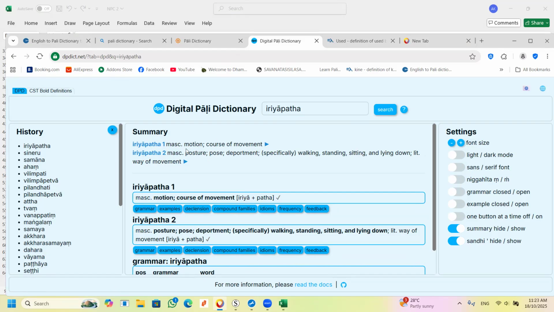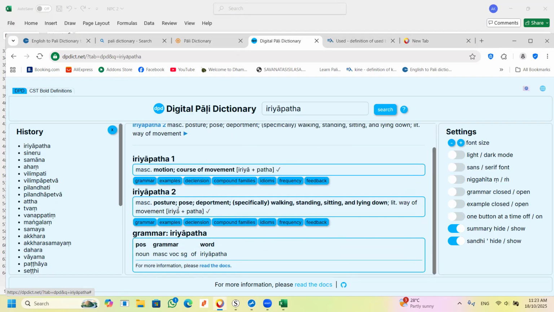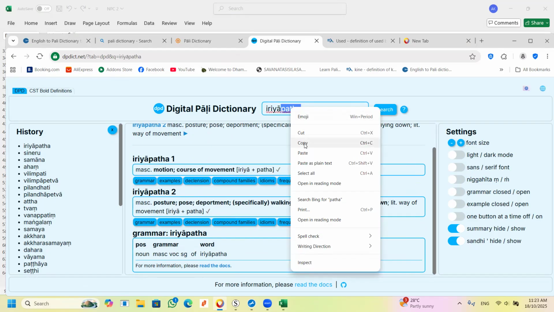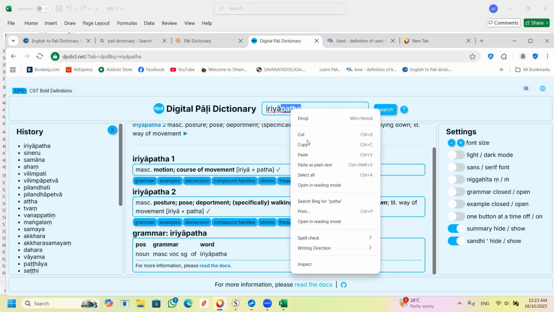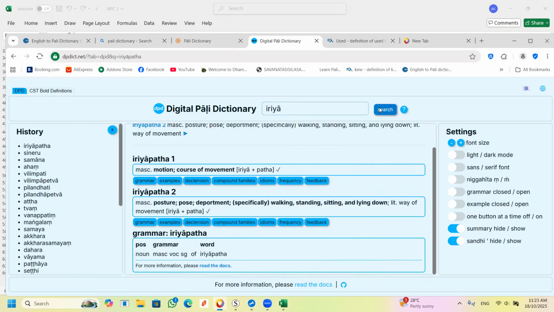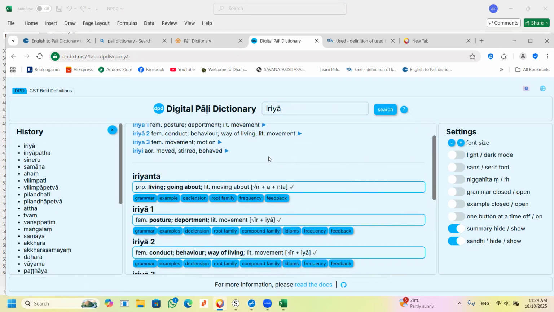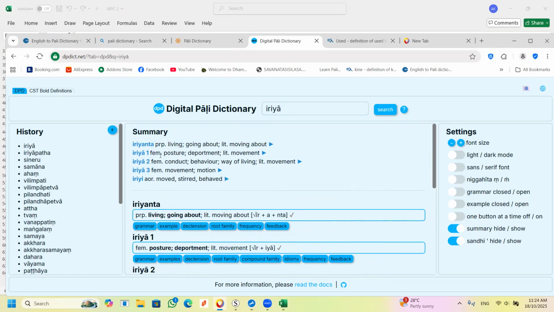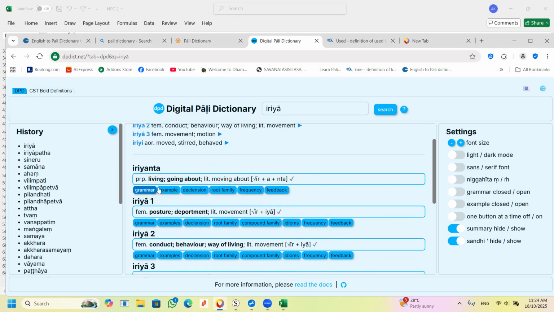Can you see the word posture? Posture, deportment, walking, all these things. Now we take this one out first. It's not going to be posture. You see all these, posture, deportment. You should be living. This is the one, not posture deportment. Living. The word is living.